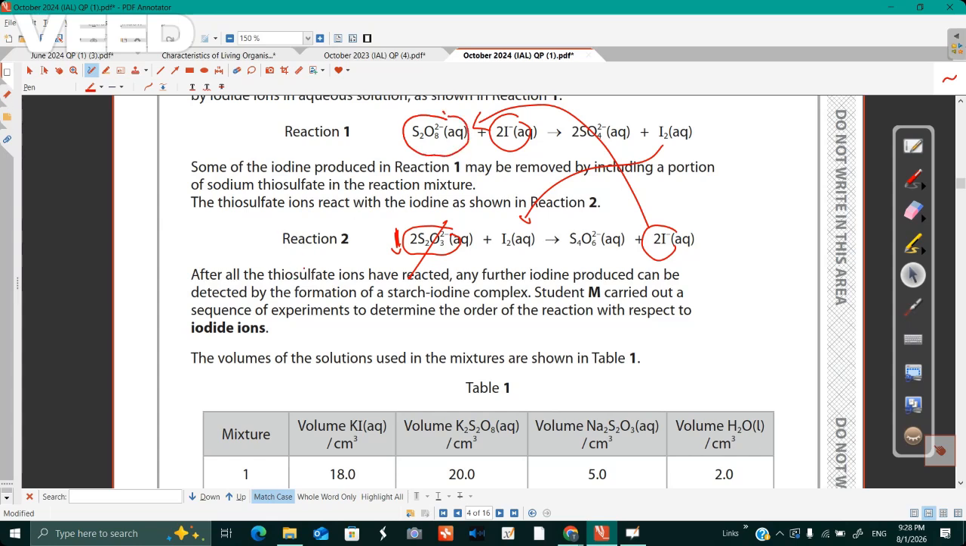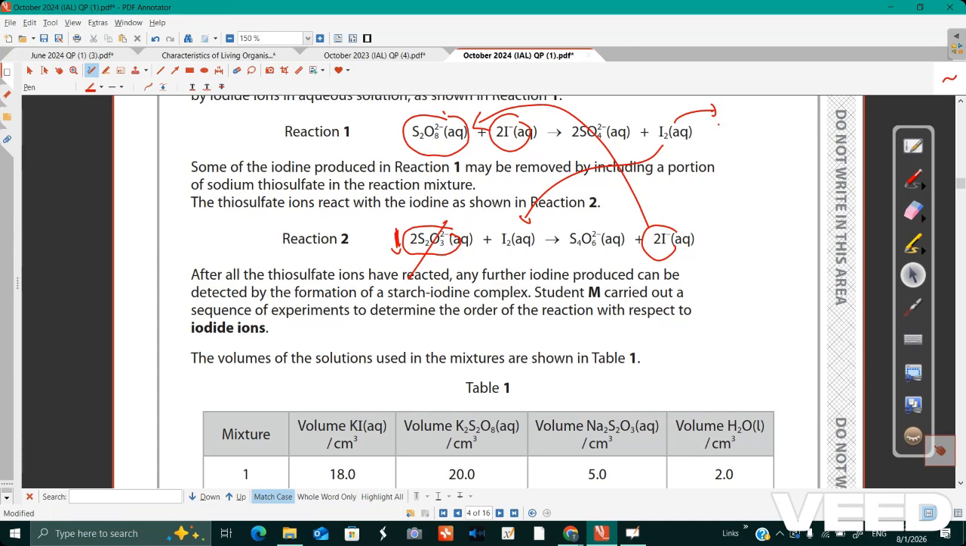So usually they are doing this in kinetics to delay the reaction. Why? The first reaction is happening faster. So you are measuring the rate of reaction by observing the presence of I2.